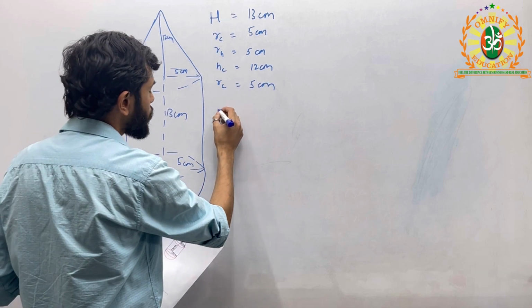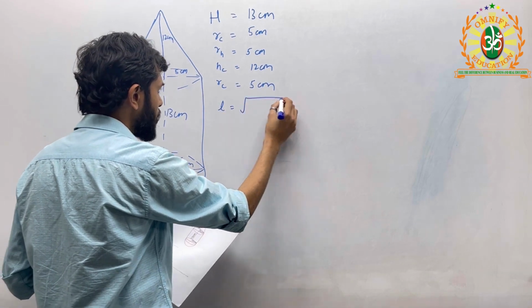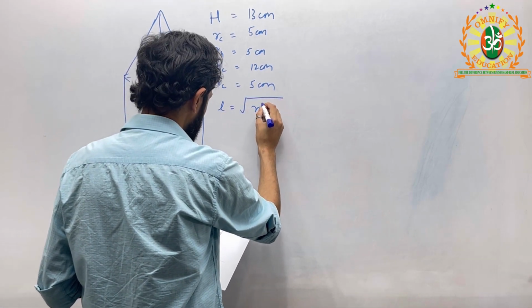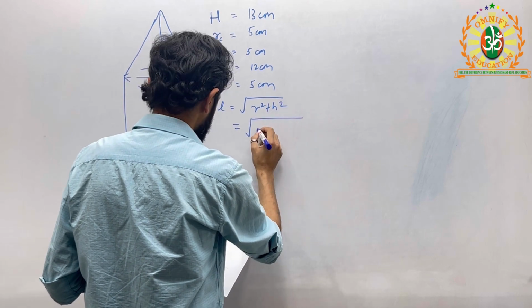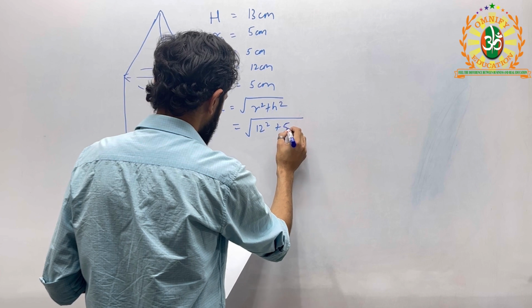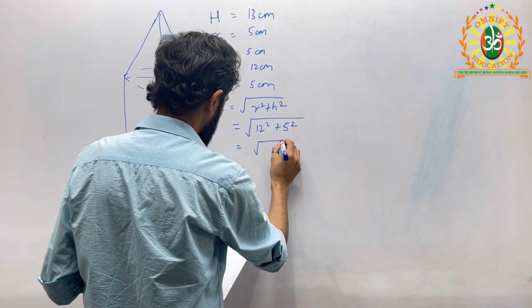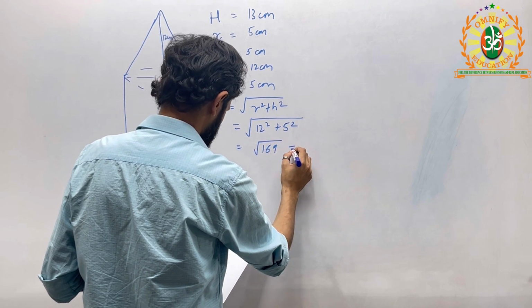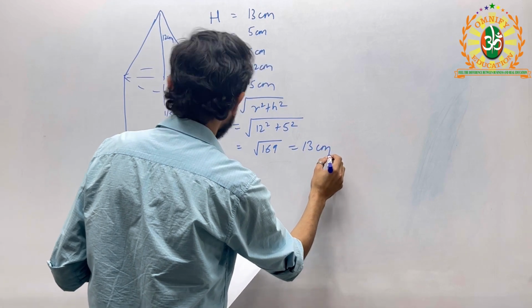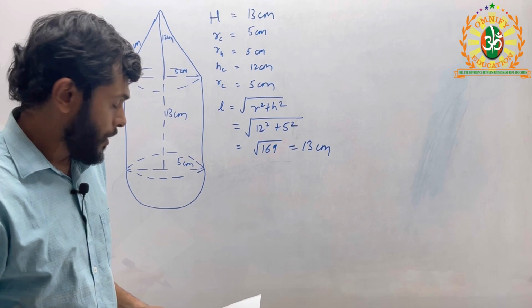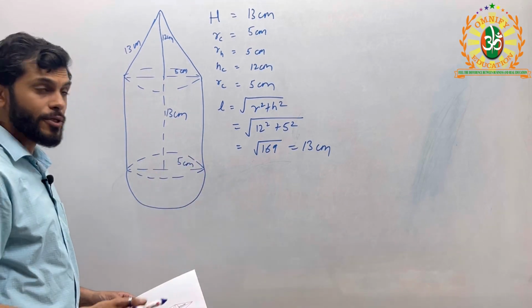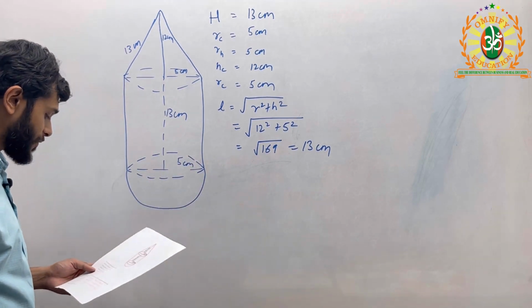The slant height of the cone is given by l, which is equal to under root of r square plus h square. So it would be 12 square plus 5 square, which would be equal to root of 169, which is 13 centimeter. So the slant height of the cone is 13 centimeter. So now we have calculated all the dimensions. Now we have to calculate the surface area of the toy.